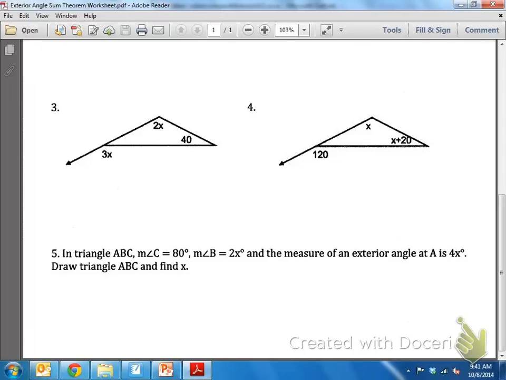All right, let's take a look at number 5 here, this word problem. Yay, words! We love words. In a triangle ABC, well, let's go ahead and try to draw a triangle here. And notice how I create a little extra line there at the bottom.